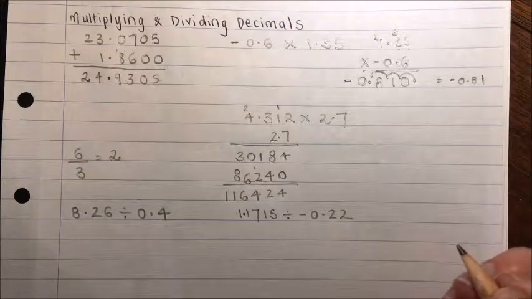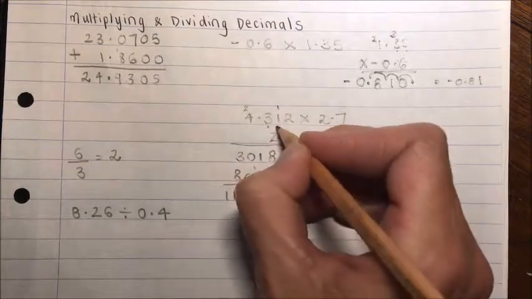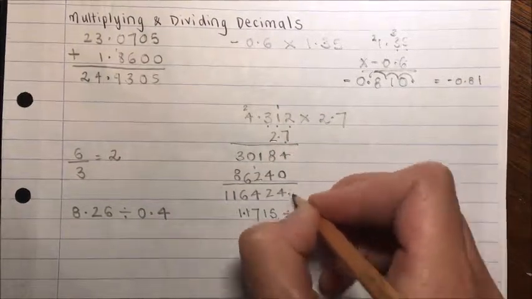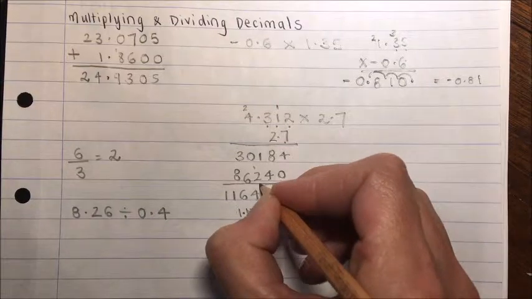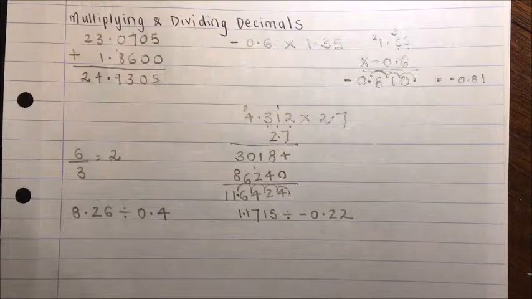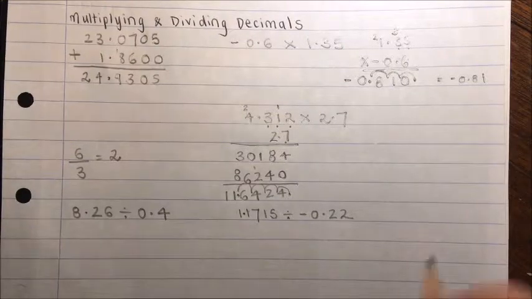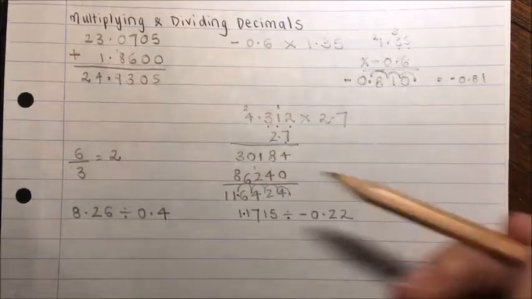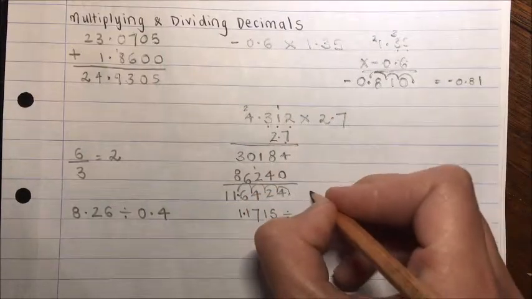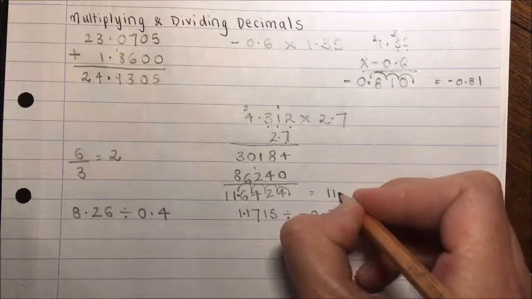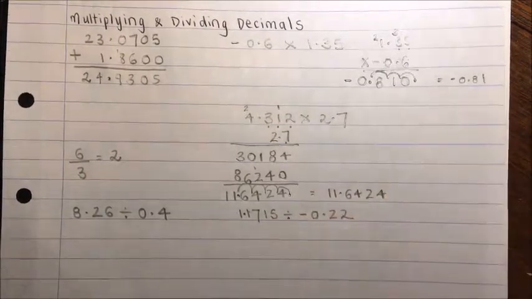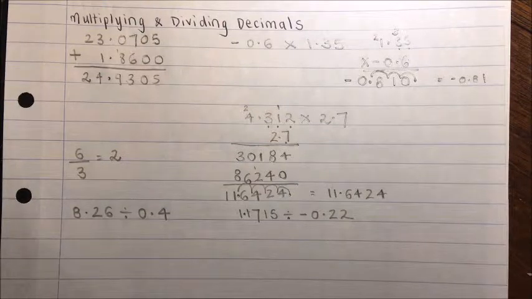And now it's time to count our decimal places. 1, 2, 3, 4. So I start here and I move it back. 1, 2, 3, 4. Terrific. Because we're working with decimals, we're essentially dividing there. So we're moving our decimal point to the left. The signs are the same, so the answer is positive, and the answer is 11.6424. Terrific.